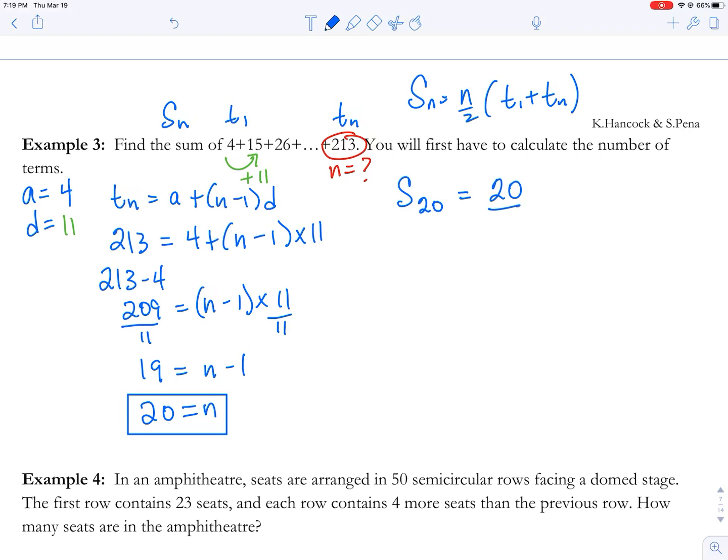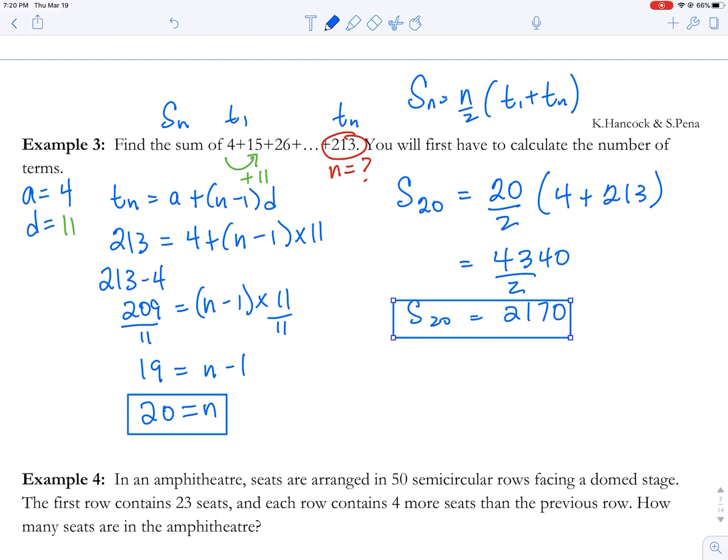So S of 20 is going to be 20 over 2. Now our first term was 4, plus our last term is 213. And when we punch that in our calculator, we'll get 4340 over 2, which is 2170. So we'll get the sum of the first 20 terms is 2,170. So that was using the second formula.